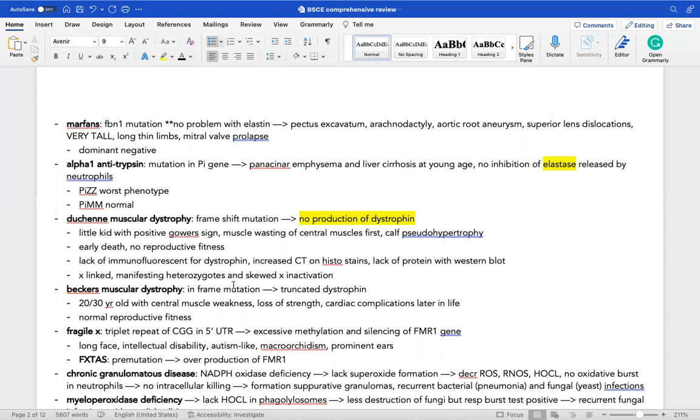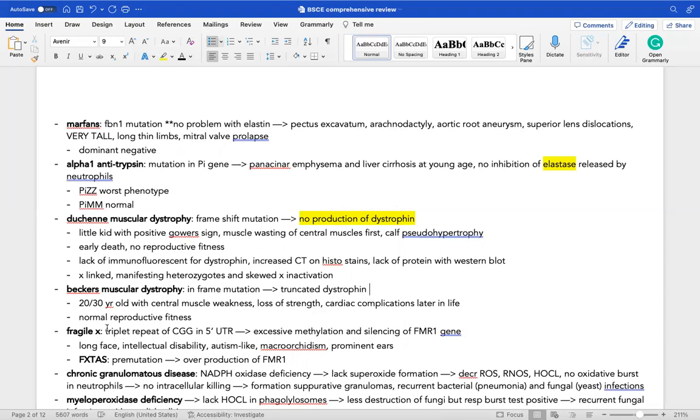Becker muscular dystrophy is an in-frame mutation. In this case, we have the dystrophin, but it is truncated. We see it in people who are 20 or 30 years old. They have central muscle weakness, loss of strength, and cardiac complications later in life. And normally, they have normal reproductive fitness because they live long enough to be able to reproduce.